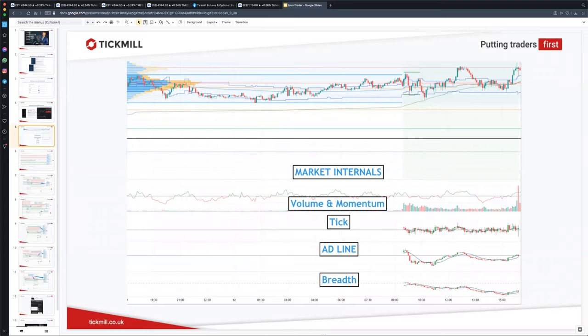I use volume as a tool to confirm breakouts and opportunities to fade the market. Spikes in volume will often be accompanied by intraday profit taking. And we'll be looking at some examples after we've walked through each of the internals here.